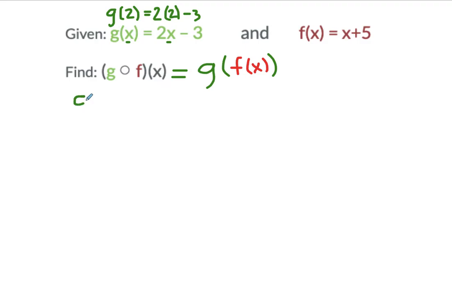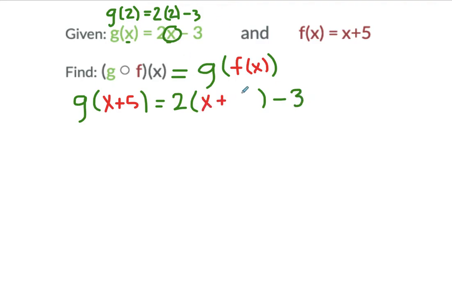So in this case, everywhere that there's an x in the g, I'm going to replace it with the value of f of x. So the value of f of x is x plus 5. So that means that everywhere that there's an x, which is right here, I'm going to replace it with this x plus 5. So I have 2, some value, represented by x, minus 3. And I'm going to replace it with x plus 5. So I took this f of x function and I plugged it in where the x was.